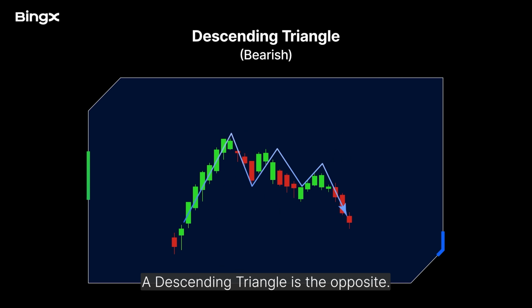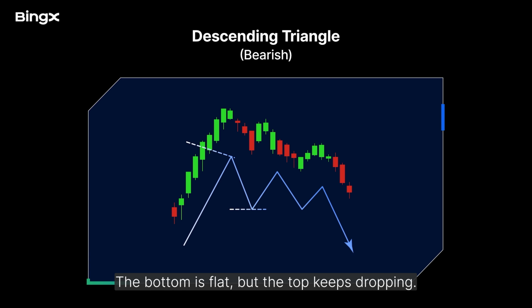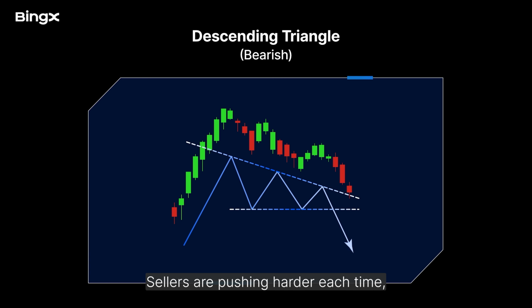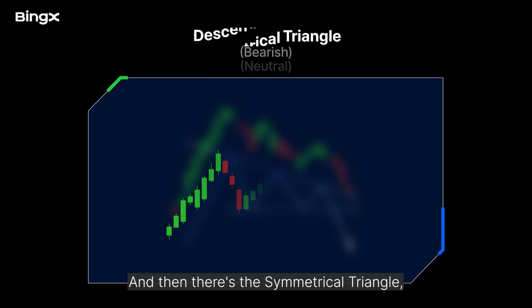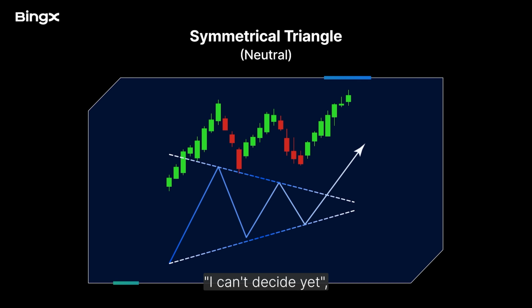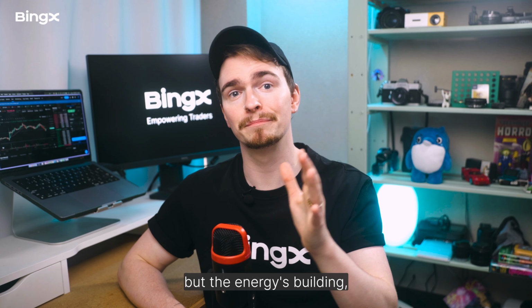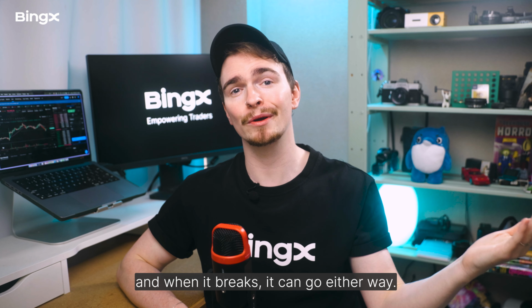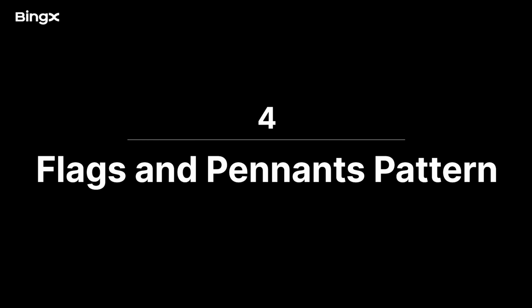A descending triangle is the opposite. The bottom is flat, but the top keeps dropping. Sellers are pushing harder each time, and that usually leads to a breakout down. And then there's the symmetrical triangle, where both sides are closing in. It's the market saying, "I can't decide yet, but the energy's building," and when it breaks, it can go either way.